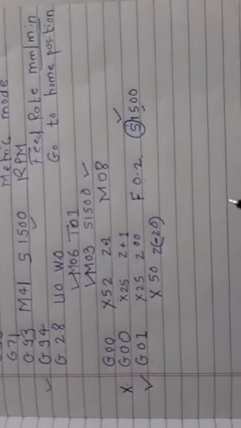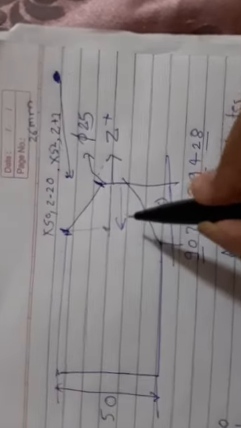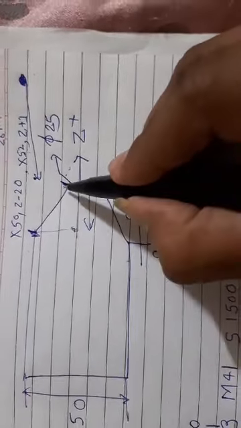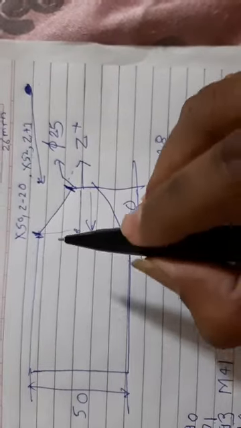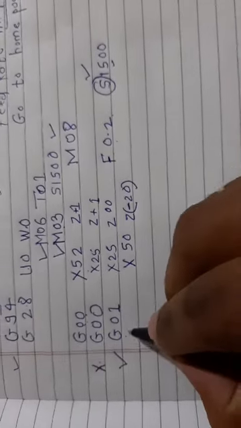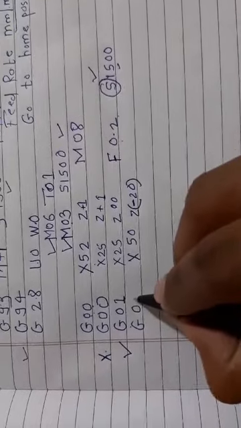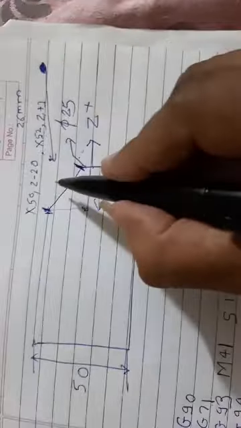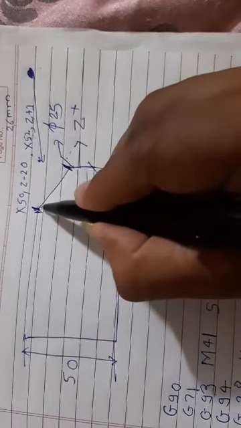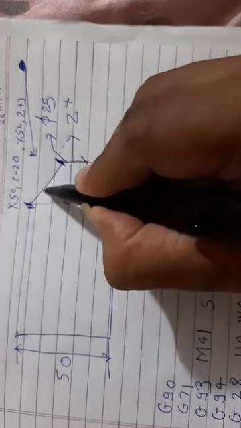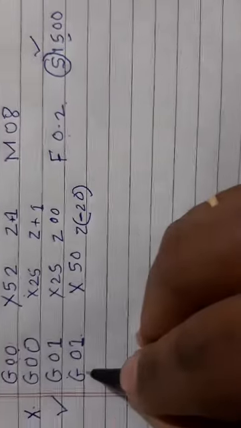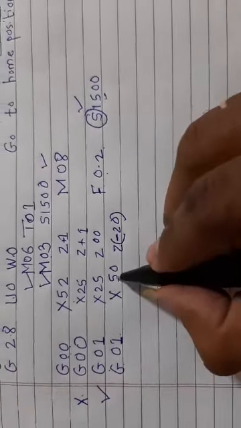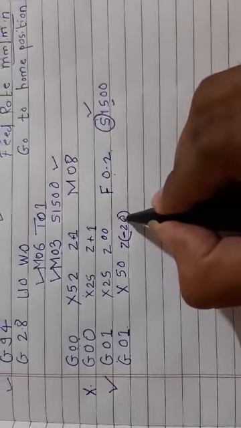So this is a manufacturing operation. We are moving the tool from this point to this point along the straight path. So therefore we have to use once again the G01 code. This is not rapid movement. Slowly the tool is moving from this point to this point and it is finishing this surface. So therefore I am using G01 code X50 and Z minus 20.